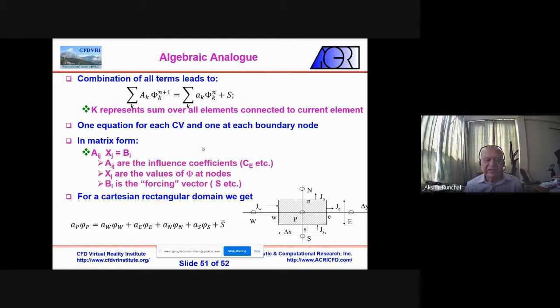So the combination of all these leads to a general matrix, okay, which represents the sum over all the elements. If you have a million elements, you have a million equations, as simple as that. So you have to compute these, and in matrix form, it's like this. And this is an example that I will show.